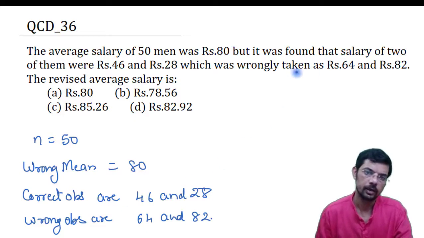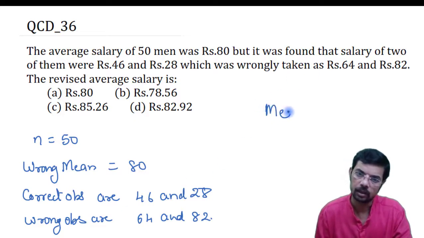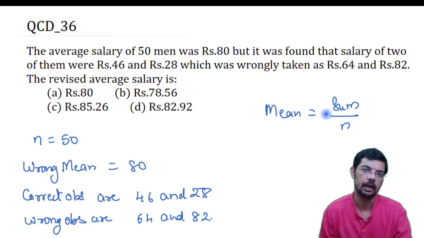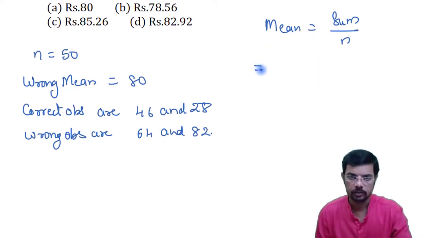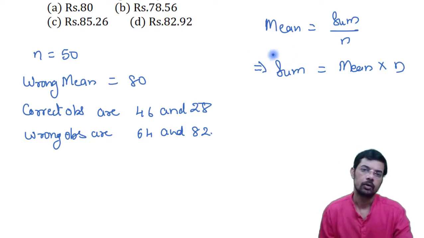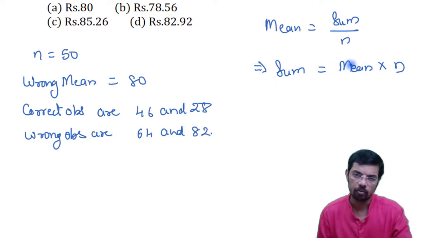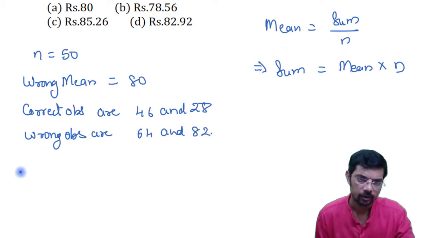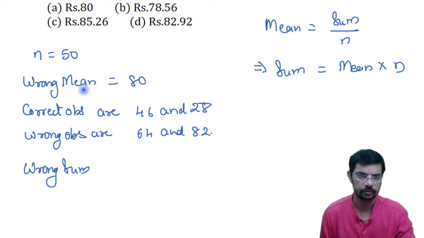So we know that the mean is equal to the sum of observations divided by n. Therefore the sum will be equal to mean into n. Now if we put in the wrong mean, we get the wrong sum. If we put in the wrong sum, we get the wrong mean. That's the connectivity. Therefore what we have here is the wrong sum.